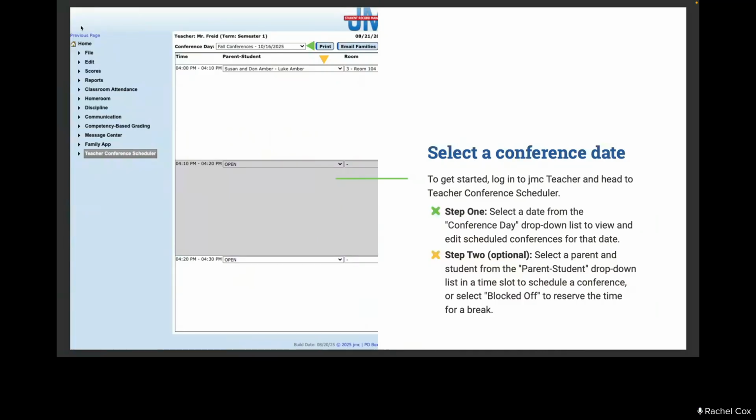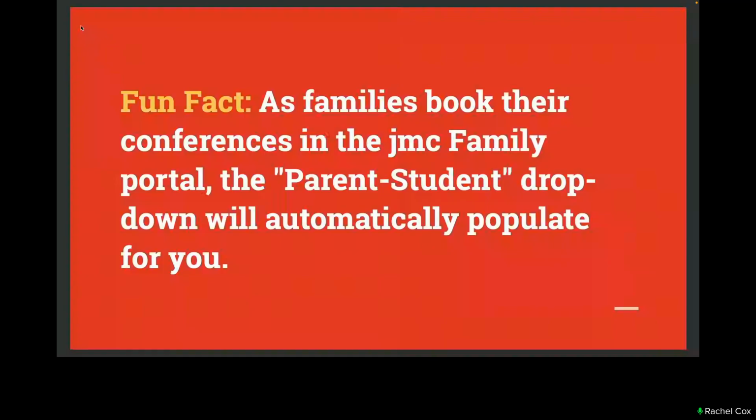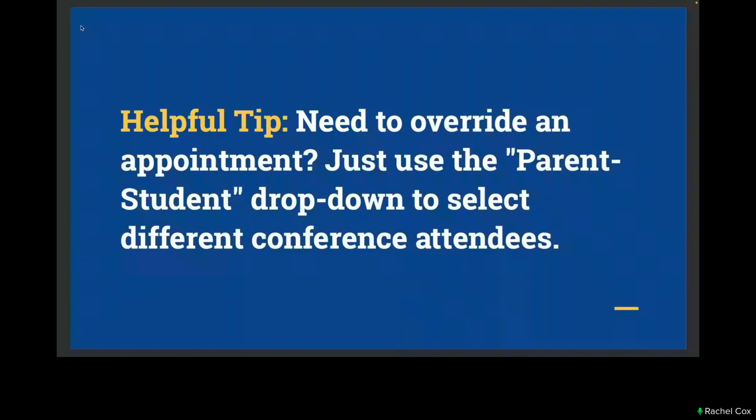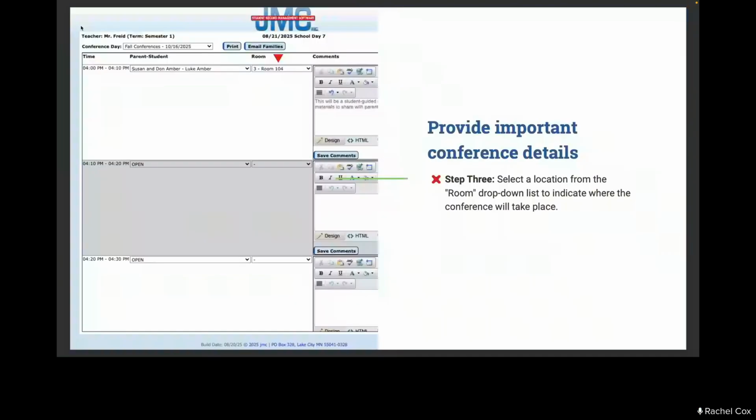Step 1, select a date from the conference day drop-down list to view and edit scheduled conferences for that date. Step 2, select a parent and student from the parent-student drop-down list in a time slot to schedule a conference, or select blocked off to reserve the time for a break. Fun fact, as families book their conferences in the JMC Family Portal, the parent-student drop-down will automatically populate for you. Helpful tip, need to override an appointment? Just use that parent-student drop-down list to select a different conference attendee.